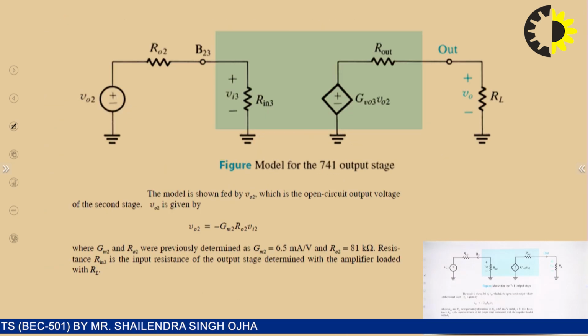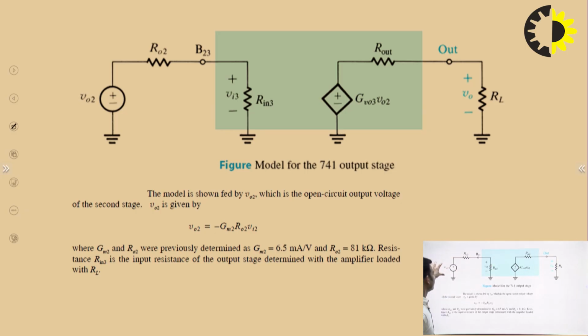Now, this is the modeling of the second stage, and this is the modeling of the third stage. The input voltage for the third stage will be the output voltage of the second stage, and we have already found out that VO2 is equal to minus GM2 into RO2 into VI2, where GM2 and RO2 are the transconductance and output resistance of the second stage, which you have already found out. GM2 was 6.5 milliampere per volt and RO2 was 81 kilo ohm.